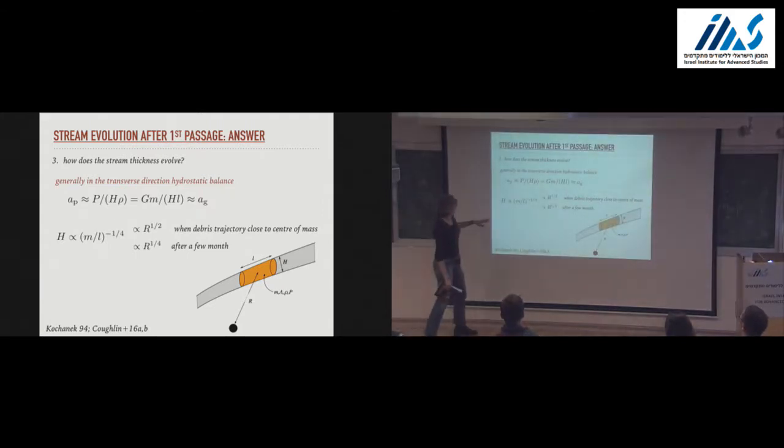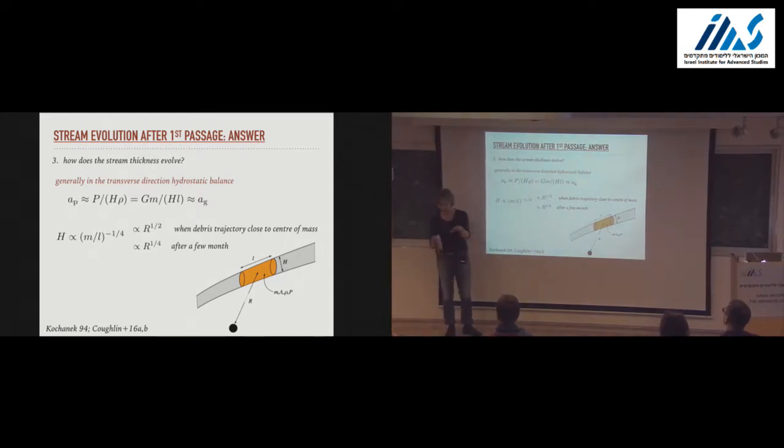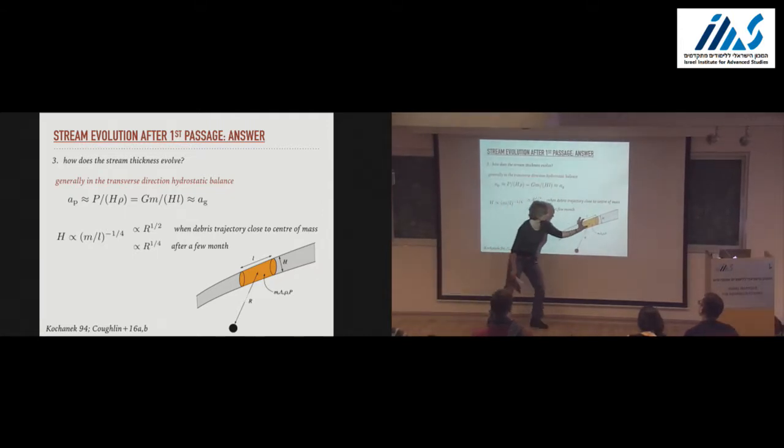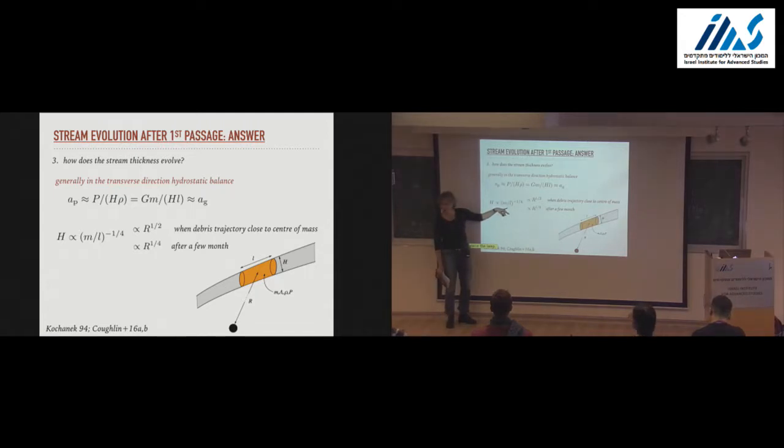Analytical argument and numerical simulation show that when the stream goes out of its tidal radius, in the transverse direction the stream is in hydrostatic equilibrium, which means that pressure balances self-gravity. And this confines the stream. You can work out that the transverse direction is proportional to the linear density, and then L is dictated by the difference in orbital energy of the streams.